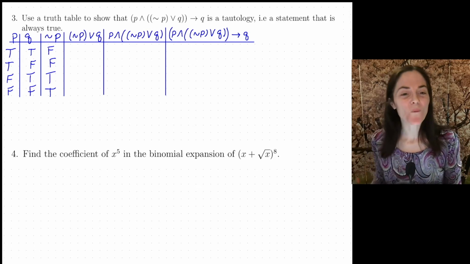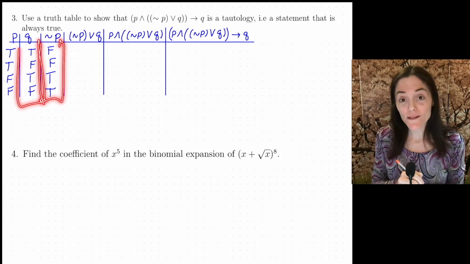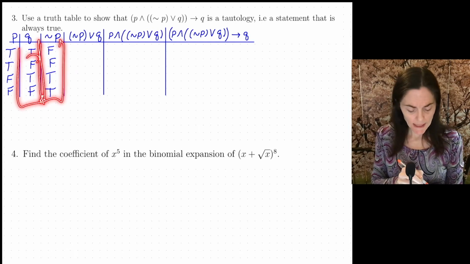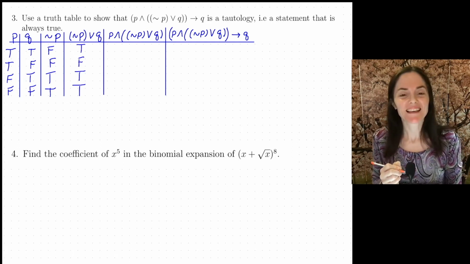Now we have an OR. We are ORing this column and this column. And the OR is only false when they're both false. And you see that happens here in the second row. So this is the only time I have false. And then I have true, true, and true.